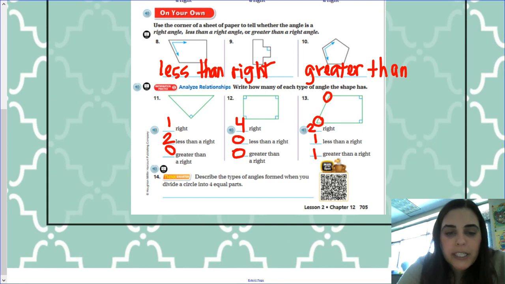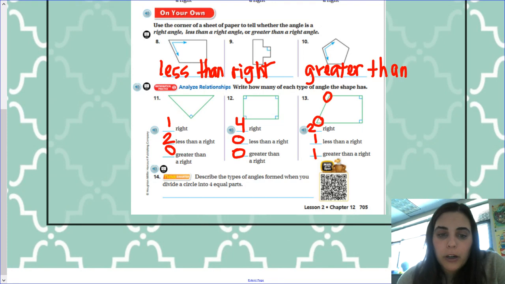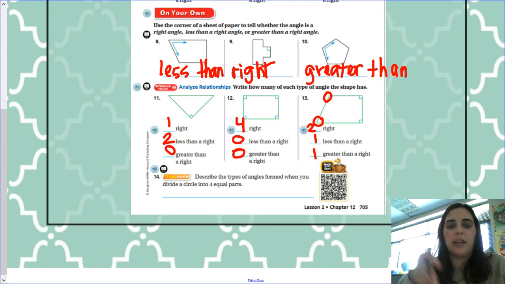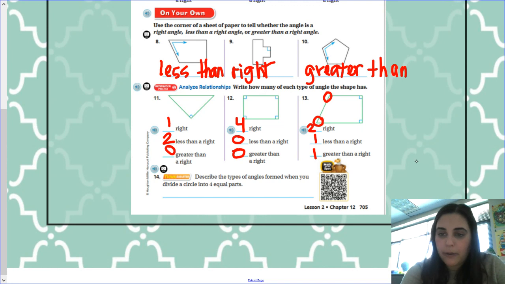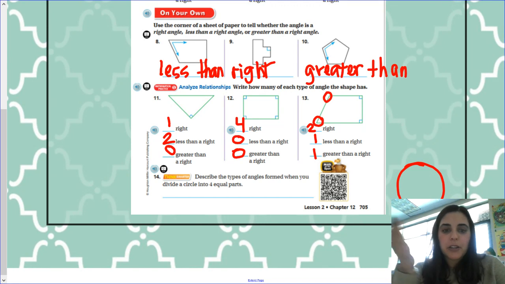Okay, I want to do number 14. So on your book and on the video, it says, describe the types of angles formed when you divide a circle into 4 equal parts. So I'm already thinking back to what we learned about dividing and what we learned about fractions, to divide a circle into 4 equal parts. So let's do that. Somewhere in your book where you have space, I want you to draw a circle. We just do the best we can with our shapes. Now divide this into 4 equal parts.